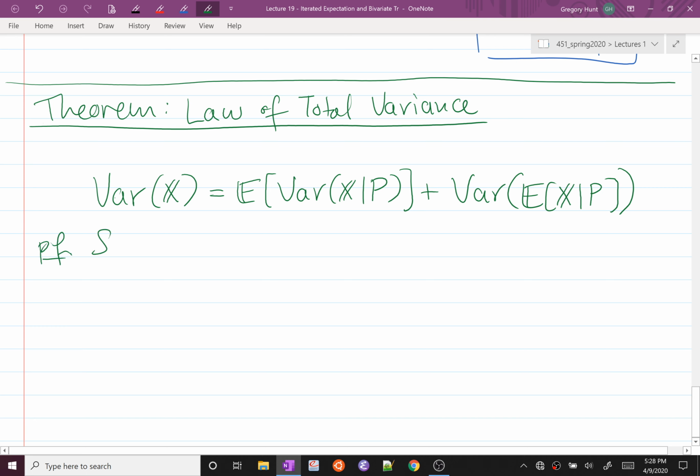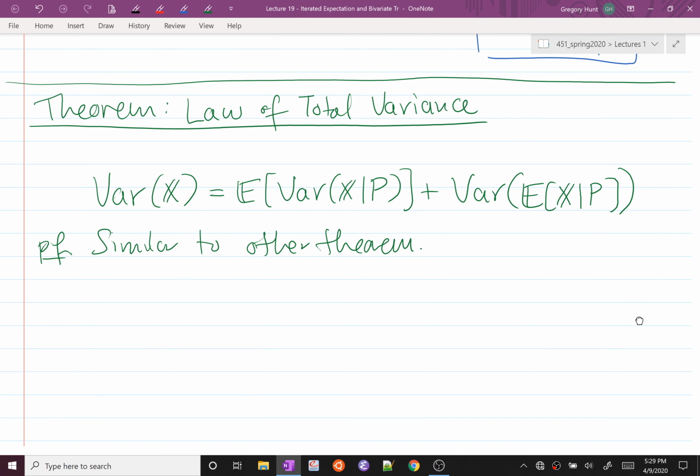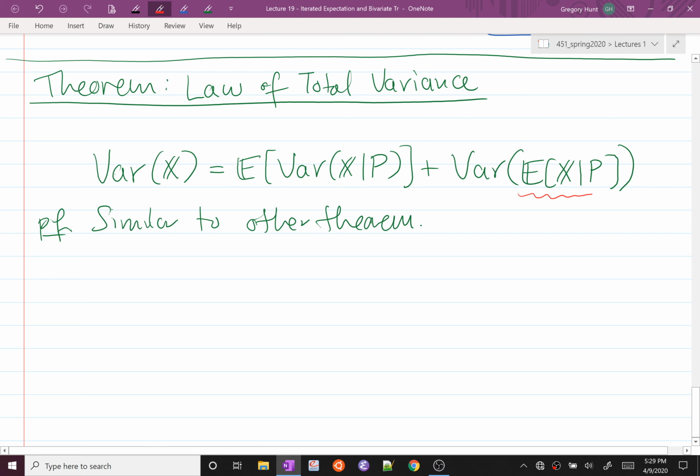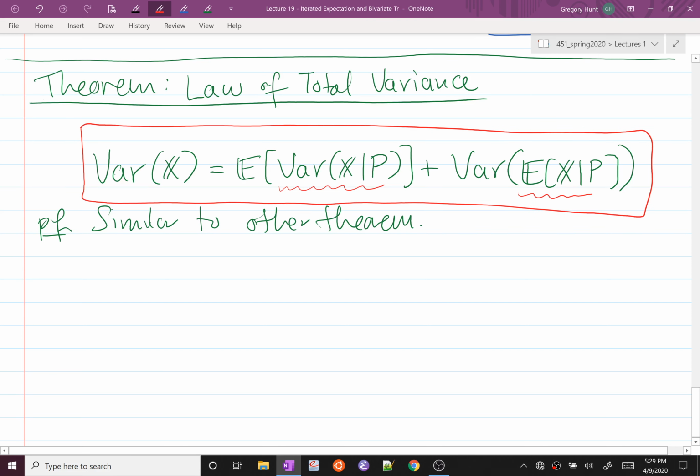And I'll just say the proof is similar to the other theorem. It's just going to be a little longer because we have two parts. So here, again, the expected value of x given p is a random variable. And we can similarly define the variance of x given p as a kind of similar random variable, the same way we define the expected value of x given p. And so one is an expectation, the other is a variance. And the theorem gives us a way of calculating the variance of x. It's the expected value of the variance plus the variance of the expected value. That's how you want to remember that one.